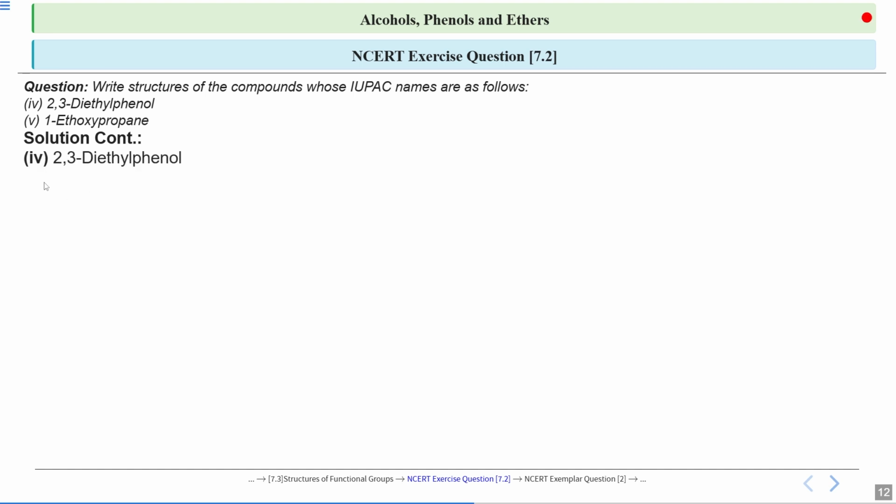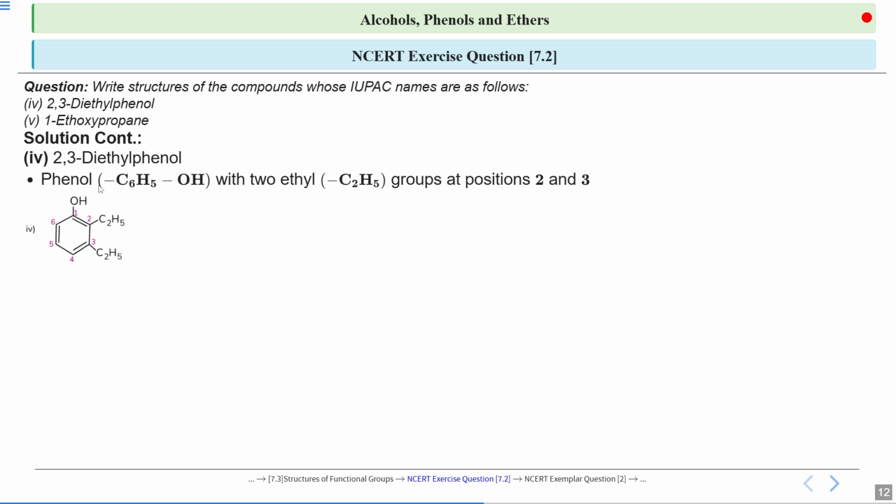Now for the fourth compound, 2,3-diethyl phenol. Phenol, which is C6H5OH, will be our parent chain, you can say. Now an ethyl group is present as a substituent on it, that is the C2H5 group, at the second carbon and the third carbon. So we have this phenol, and at the second carbon we have ethyl, and at the third carbon we have ethyl. So we get the 2,3-diethyl phenol structure.